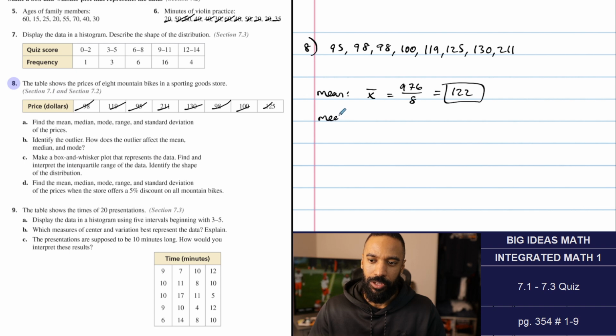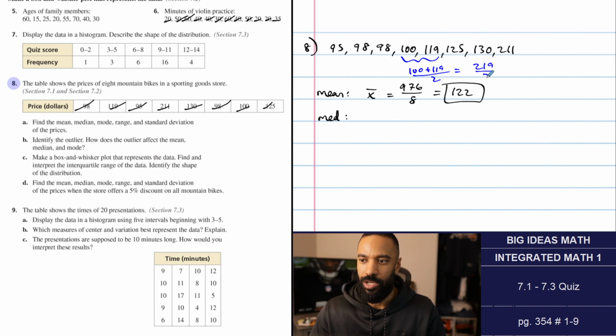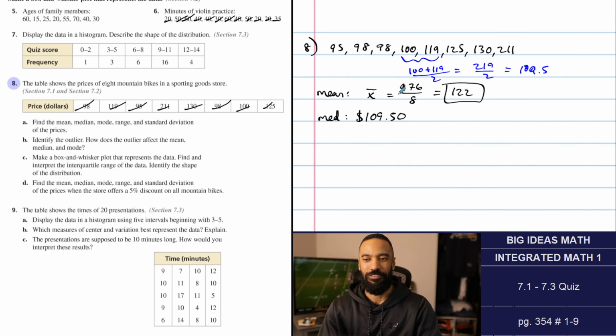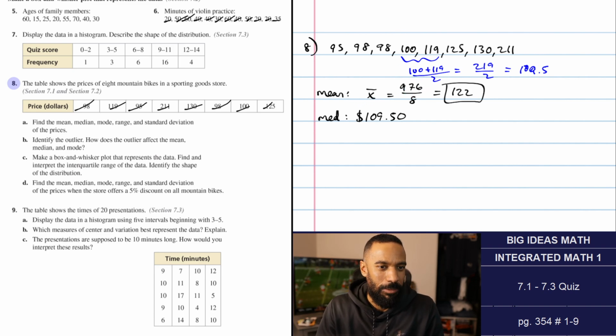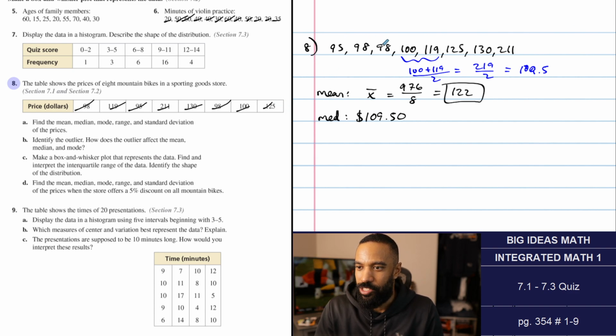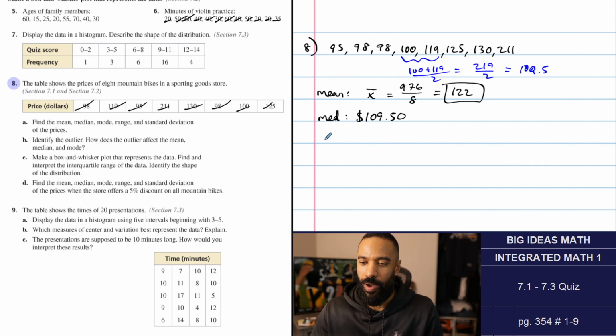The median value, just the median, not inner quartiles. We need to average the two middle values here. 100 plus 119 over 2, or 219 over 2, which is 109.5. To us, I kind of feel like doing that. $109.50. I don't know. 109.5. Either or. Mode. 98's your mode. It's your only one that shows twice, which is more than all the other ones. So the mode is 98.